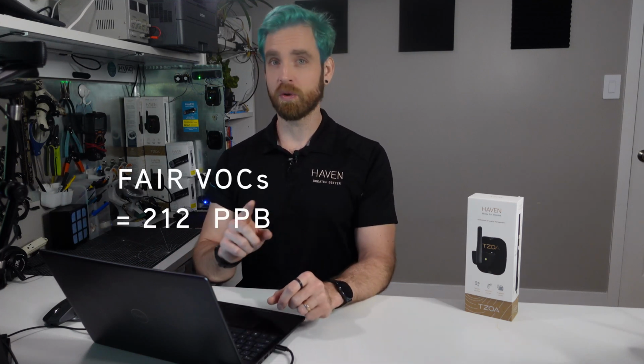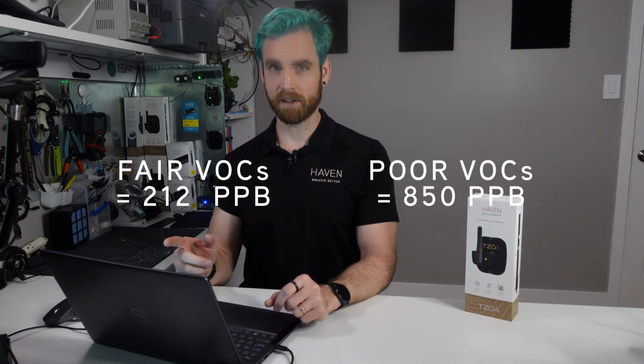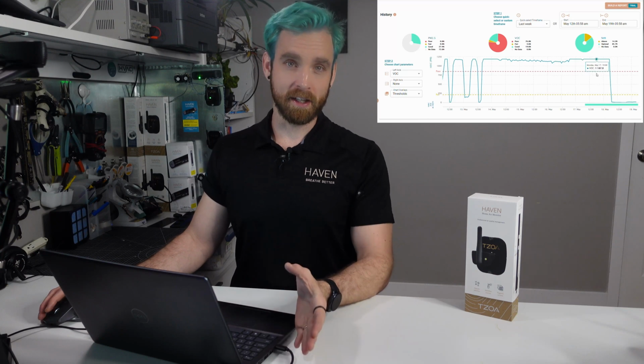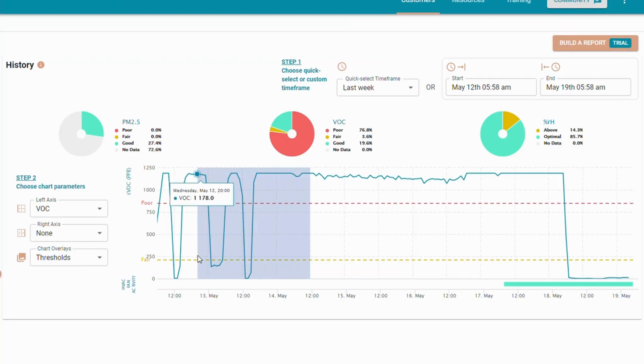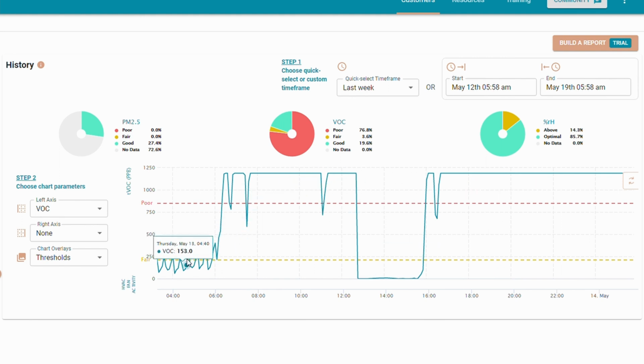While there is no clear regulatory standard for indoor VOC levels in North American homes, the Haven IAQ platform sets the fair threshold to 212 parts per billion and the poor threshold to 850 parts per billion, which is similar to some commercial building standards. For the general public, you should be concerned if a home's chemical levels are consistently entering into the poor category. But if your customer has an existing condition like COPD or MCS, you might want to keep the home below even the fair threshold to prevent their health problems from getting any worse.